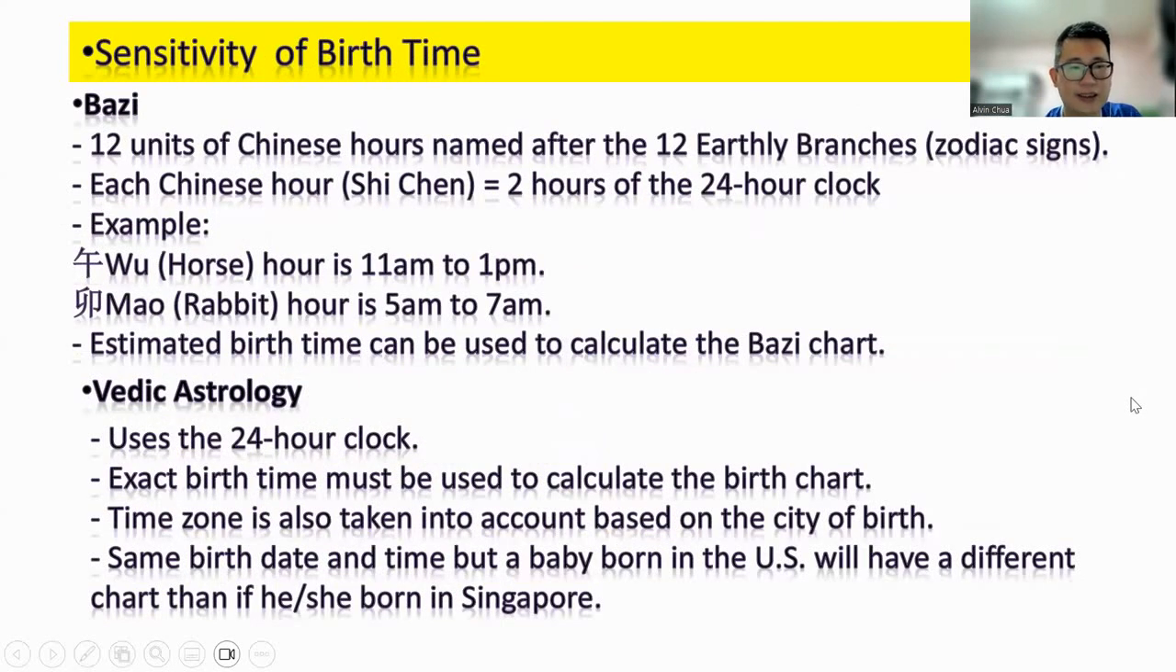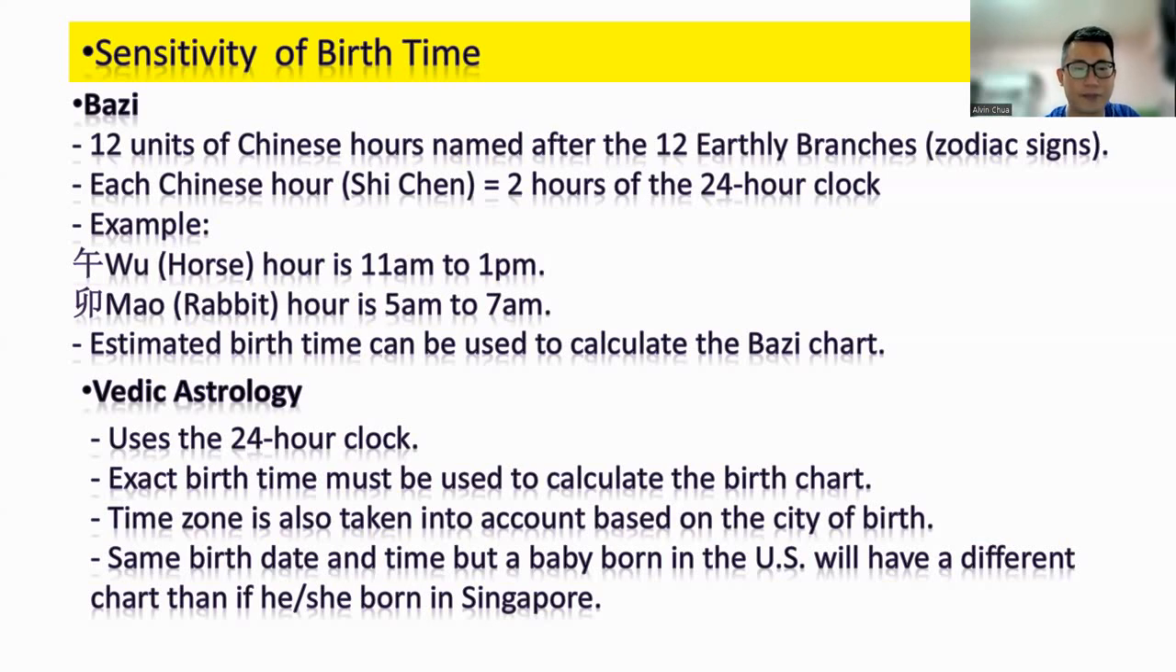So one of the key differences is the sensitivity of birth time. For Bazi, we will use the time of birth and convert it to the Chinese hours. There are 12 Chinese hours, named after the 12 earthly branches. Each Chinese hour, we call it a shichen, which is equivalent to 2 hours of the 24-hour clock. So for example, Wu Shi, or the horse hour, is from 11 a.m. to 1 p.m. And for example, Mao Shi, the rabbit hour, is from 5 a.m.